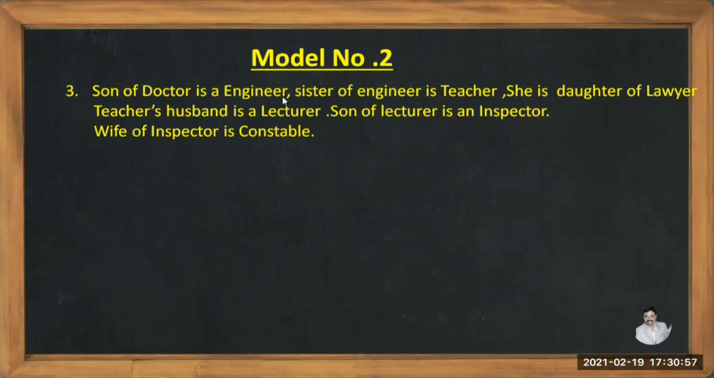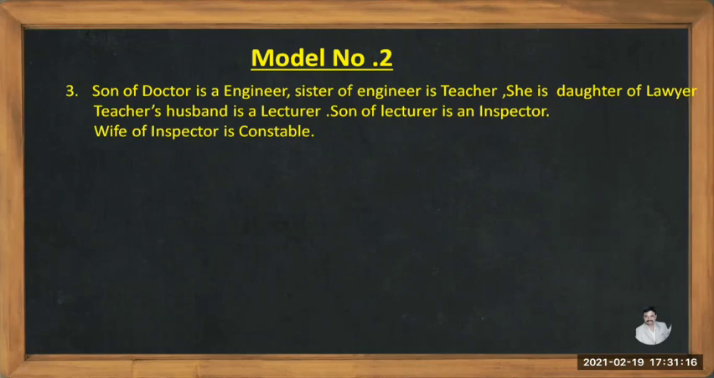Let's see the next model. Model number 2. Son of doctor is an engineer. Sister of engineer is a teacher. She is daughter of lawyer. Teacher's husband is a lecturer. Son of lecturer is an inspector. Then wife of inspector is a constable. This is also one family group, my dear students.